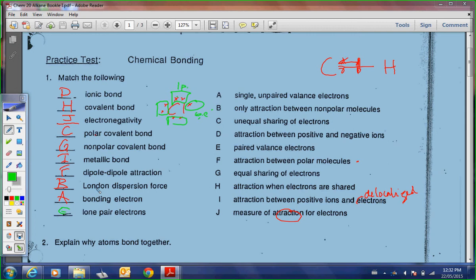You guys did really well on that, by the way. Much better than my Chem 30s did. Same sheet. So well done. Really, well done.